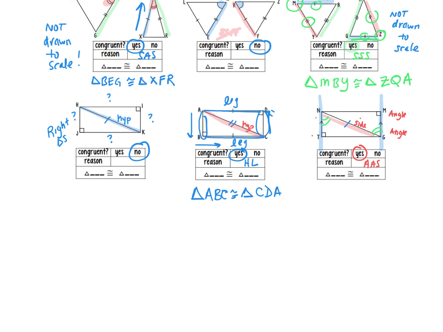I'm going to name this triangle on the left triangle NTG, and it's going to be congruent to triangle GMN. All right, that's it for our practice together.